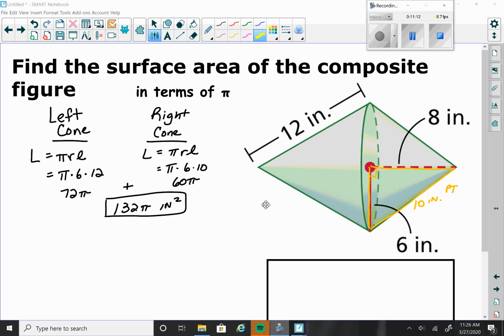So I came up with a total surface area of 132 pi. So again, the cone on the left was 72 pi and the cone on the right was 60 pi. Add them together, I got 132 pi.